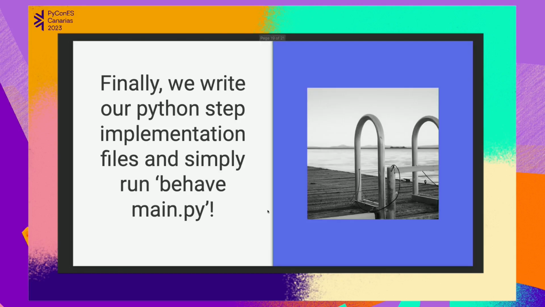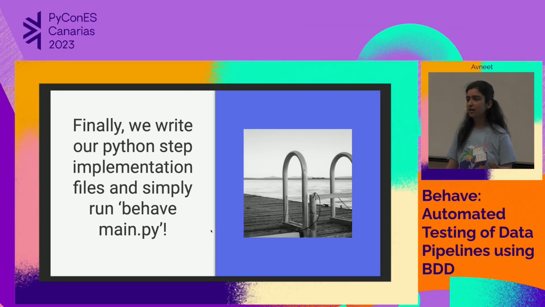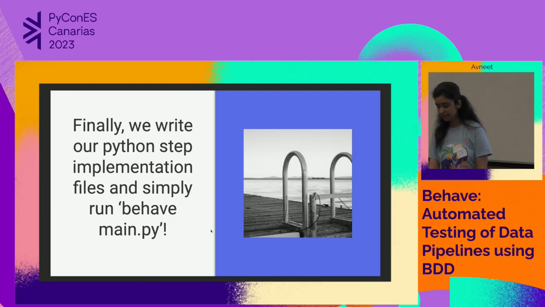So finally, we write our Python step implementation files and simply run behave main.py, and it will execute and give us the results that we are expecting, which I showed in the very first slide, like how many features passed or how many failed or how many scenarios passed, etc. That is it from my side.